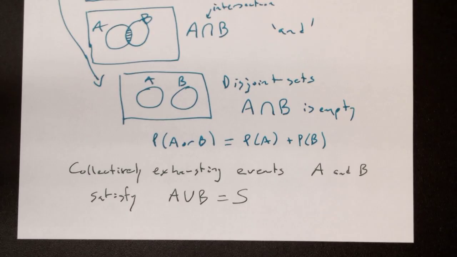The question about the red cards and the spades is clearly not collectively exhausting. What have I left out? Was it the minus the probability of the red and the spade just there? Well, that was 0. I was allowed to leave it out, but I've left something out of my sample space. Somebody say it again. Clubs. There's another suit that I didn't mention at all. So I didn't exhaust my sample space, but they were mutually exclusive.